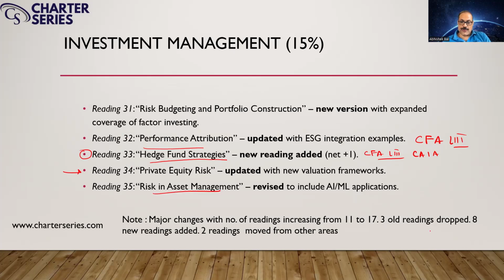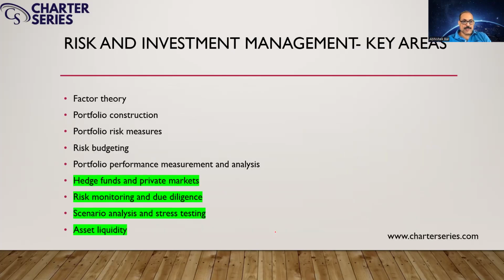As I said, the 3 old readings have been dropped from 2025. 8 new readings have been added. 2 readings have been moved from the other areas, which we have just discussed. So if you talk about the sub-areas of risk and investment management, I segregate them into 2 halves. The first half, of course, has remained relatively unchanged and benign, but the rest of them, starting from here, that is hedge fund and private markets, risk monitoring and due diligence, scenario analysis and stress testing, and asset liquidity, is where the majority of the changes have happened.